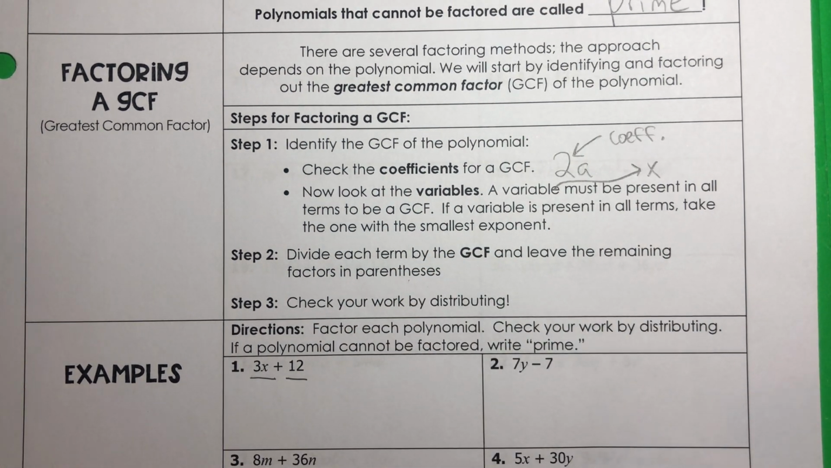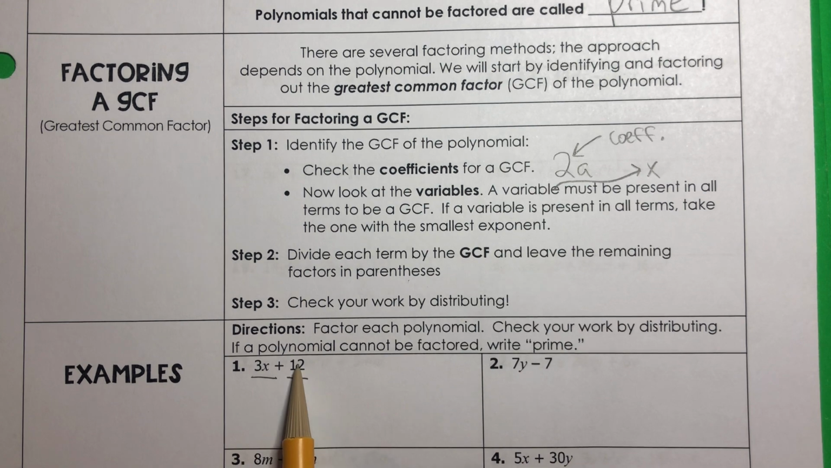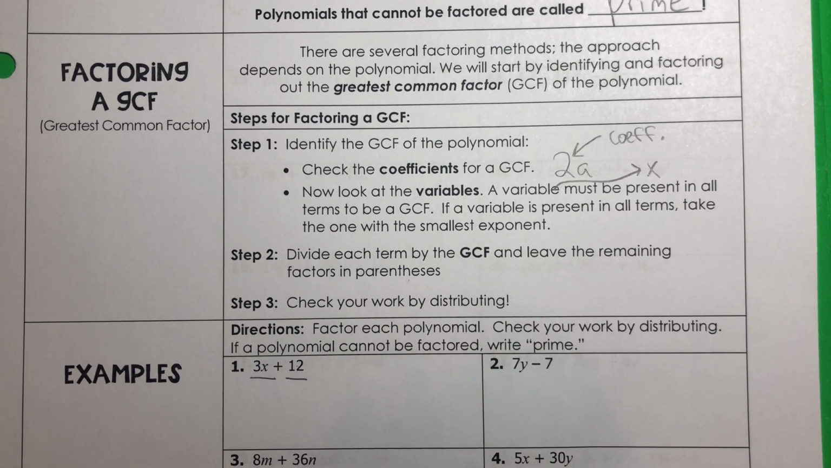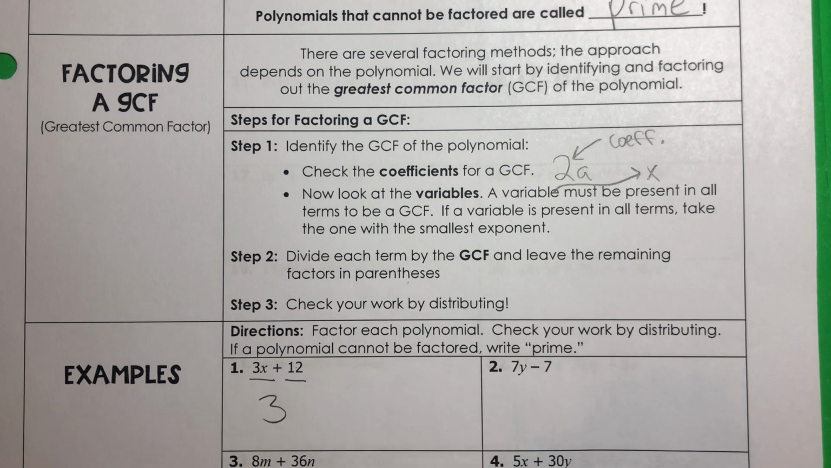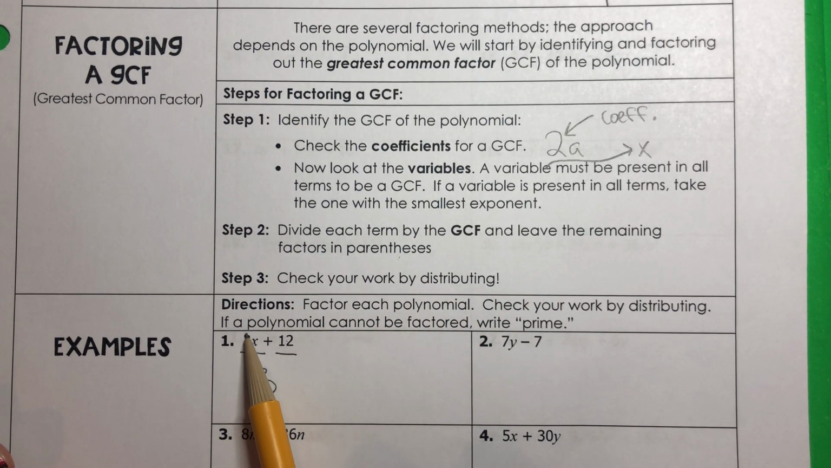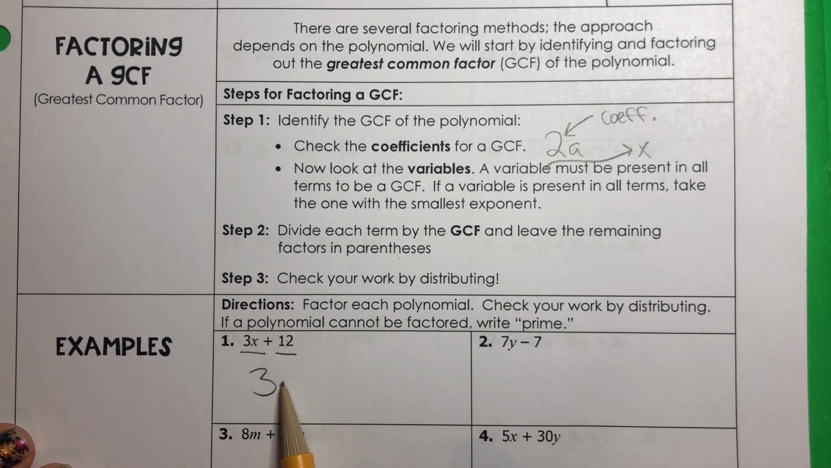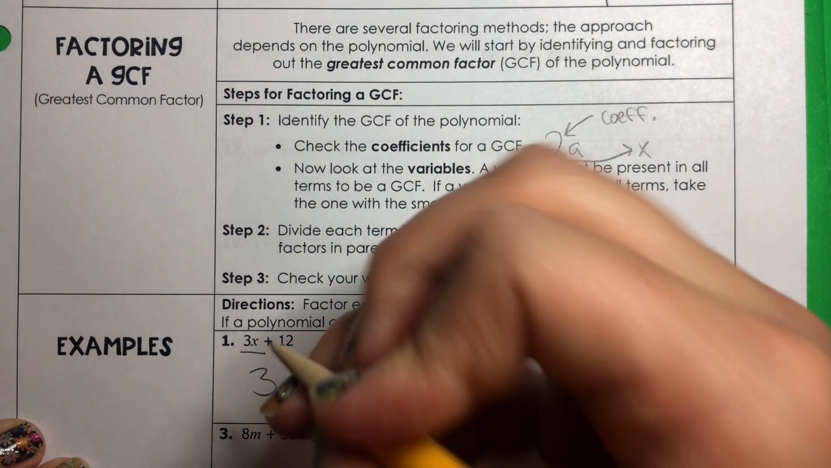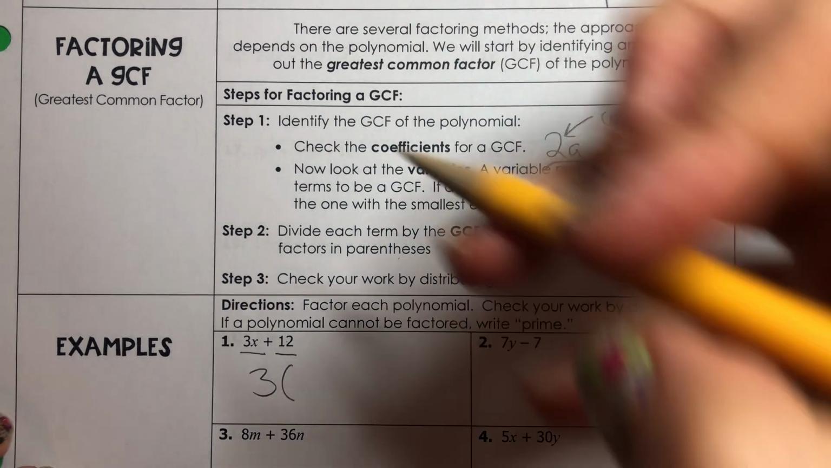Okay, well, what's something, letters, numbers, or combinations of letters and numbers, what's something that will go into both of these? All right, well, I can see right now that the 12 doesn't have an x. So I know a variable is not going to be part of my greatest common factor. What I do see, though, is that both of these numbers, the coefficients, are divisible by 3. So our greatest common factor, I'm going to write down as a 3. Now it says to divide each of those terms by that greatest common factor that you picked out and leave what remains in parentheses. So I'm going to start my parentheses.